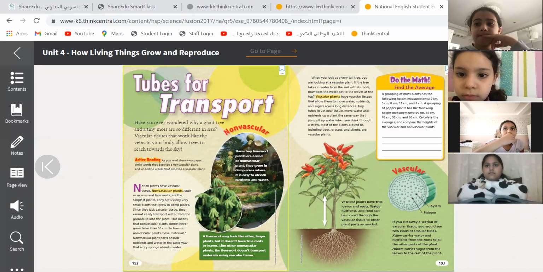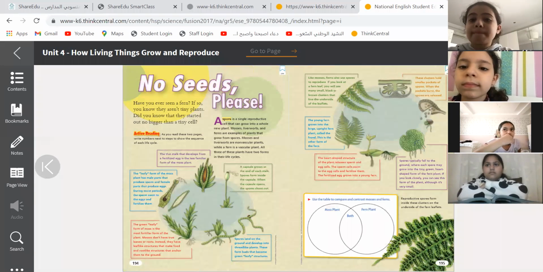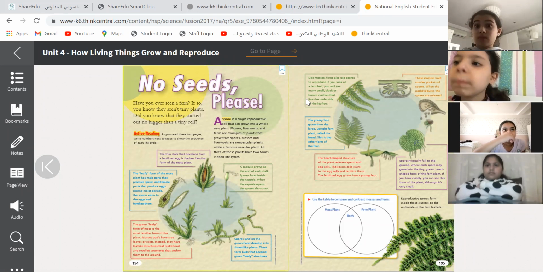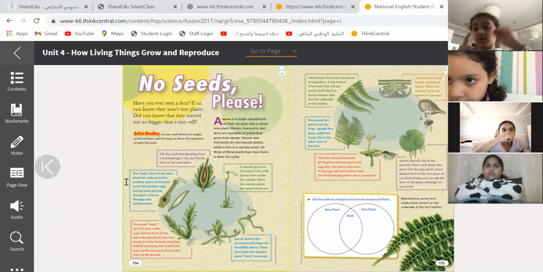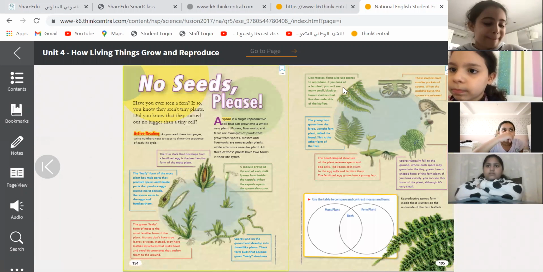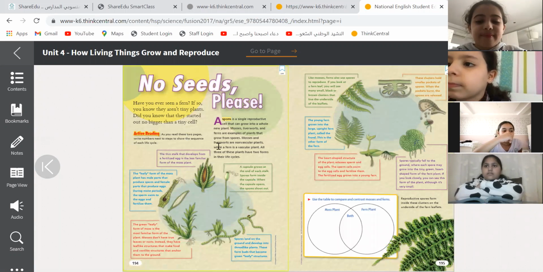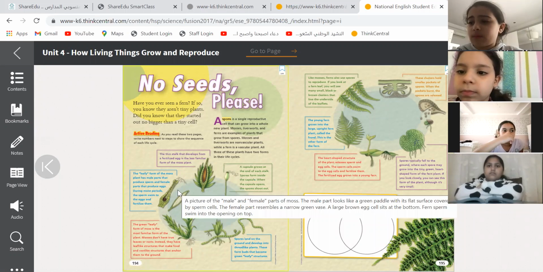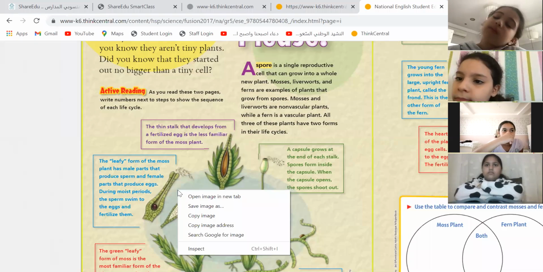So spores are not very sure. They die. Yes, no seeds, please. See, they can grow without seeds. Not all plants need seeds. Ferns and mosses, they don't need seeds. Let's see a spore over here.